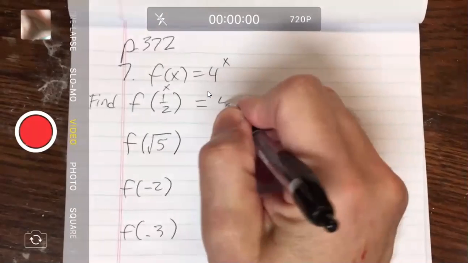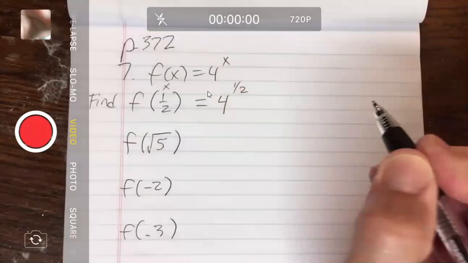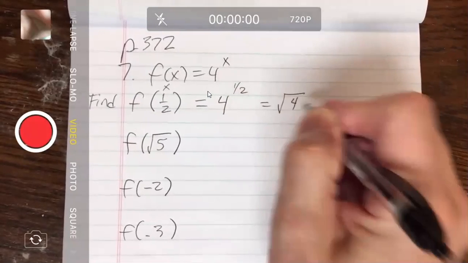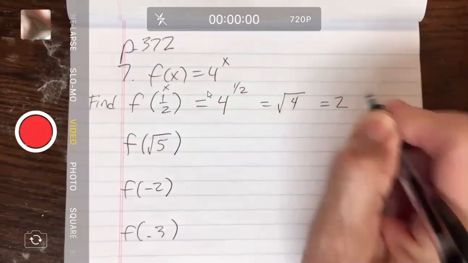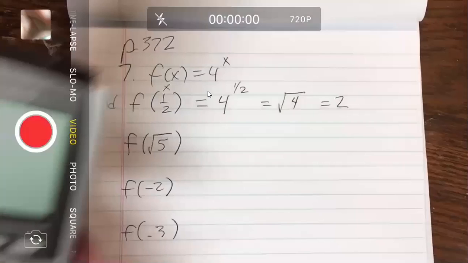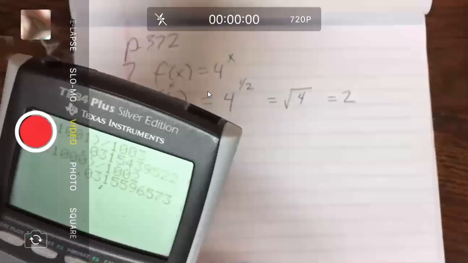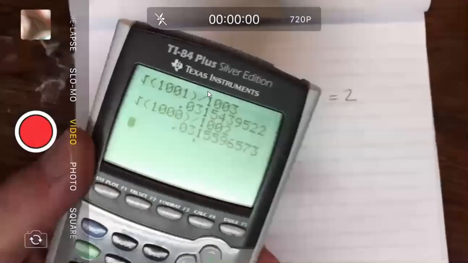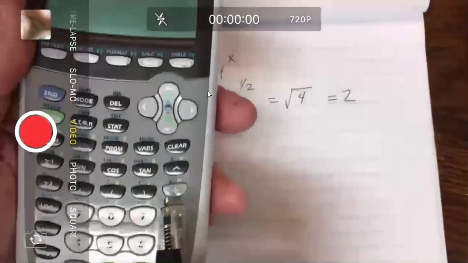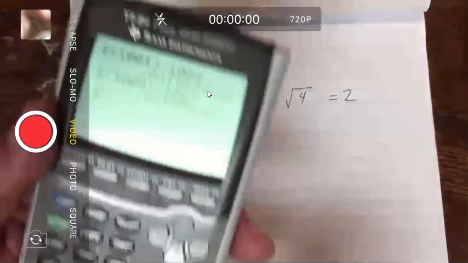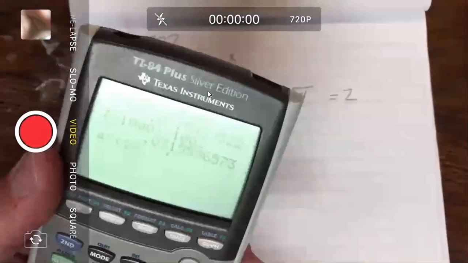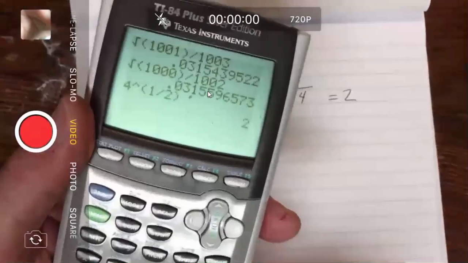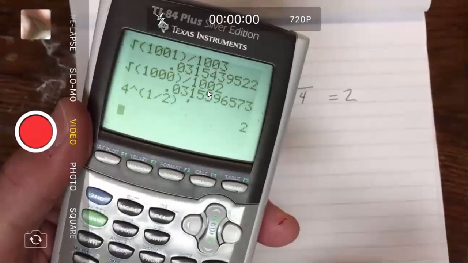So you'd have 4 raised to the 1/2 power. If you remember your basic algebra, that's identical to the square root of 4, which is 2. You don't have to memorize that. You can raise it, but just be careful. There's your exponent key, the caret, and make sure you put your 1/2 in parentheses so you get a correct value. It gives you 2, the square root of 4.